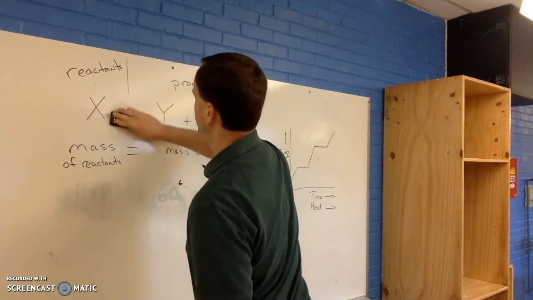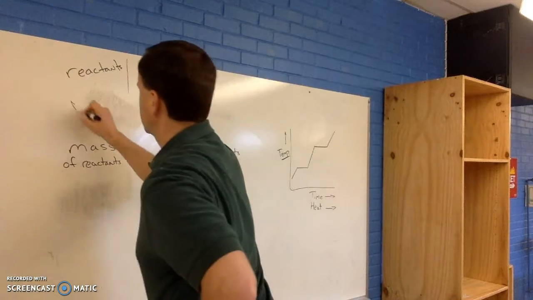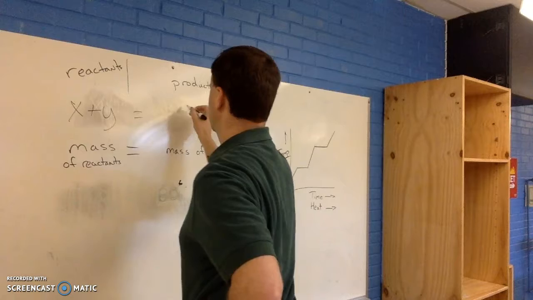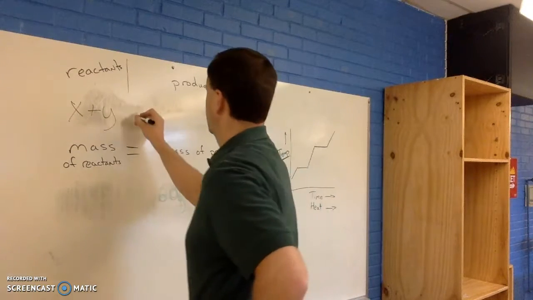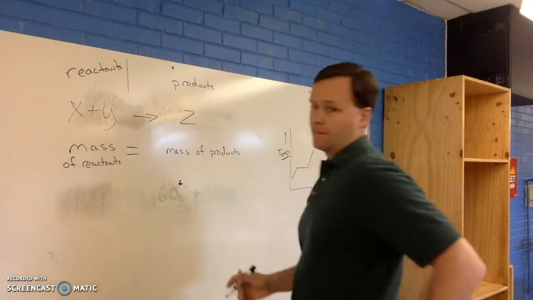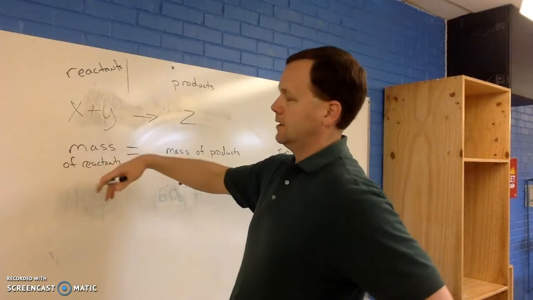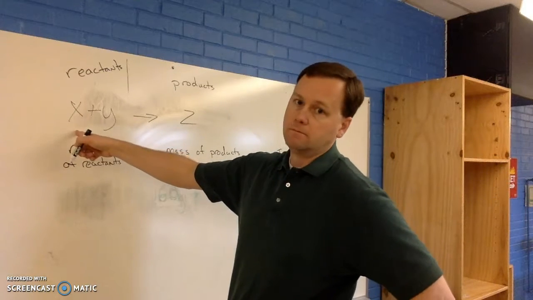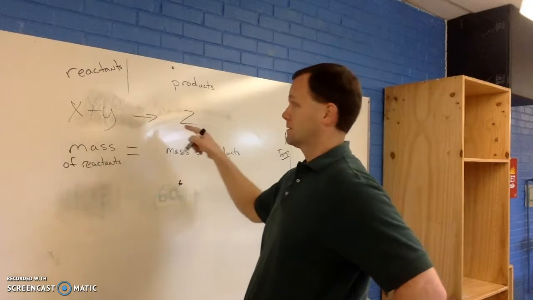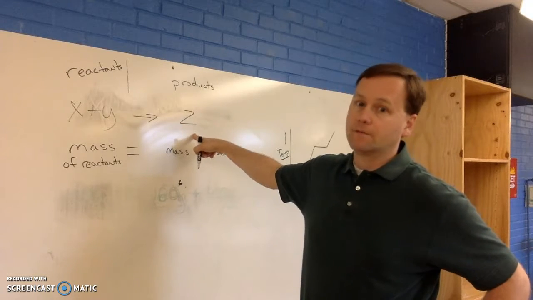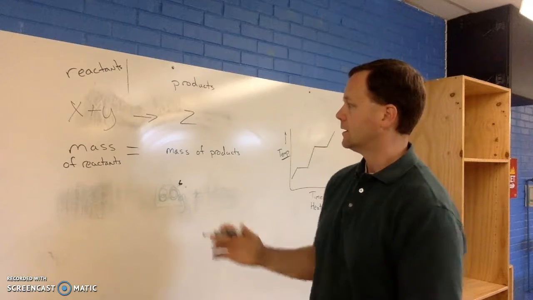Now we could change this around. We could do X plus Y makes Z. And that's how you write a chemical reaction. We'd write, like, sodium bicarbonate, baking soda, plus vinegar, which is acetic acid, makes something else. It actually makes 2 things. But anyway, you just write down the things that you're dealing with.